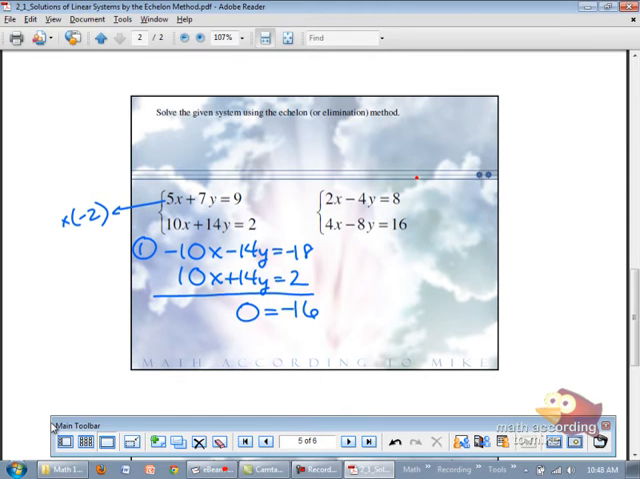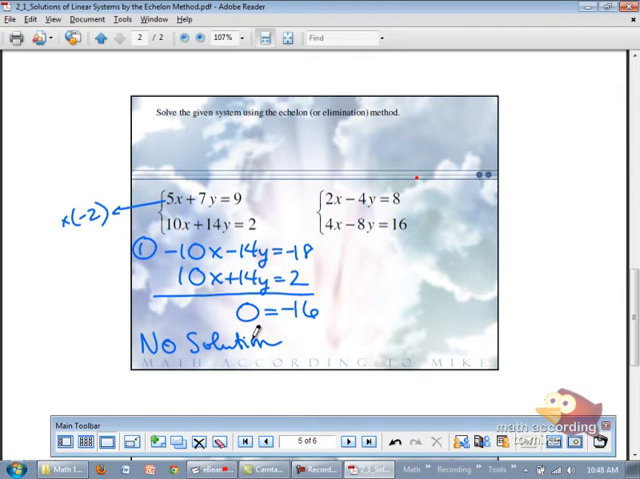You are in a special case when all of your variables eliminate. If you get something false, you're in the case of no solution. Correct. Parallel, non-intersecting lines. You can write no solution.